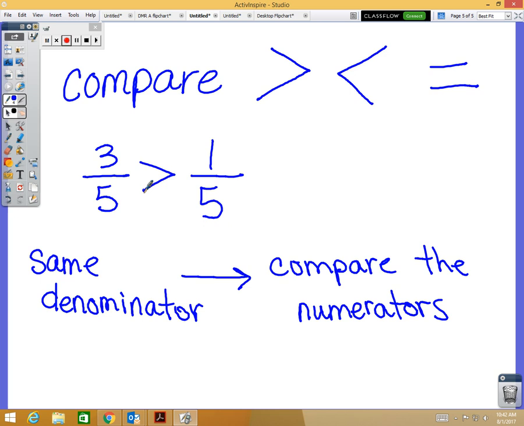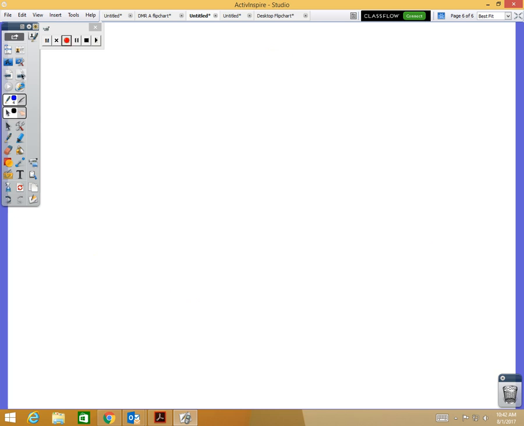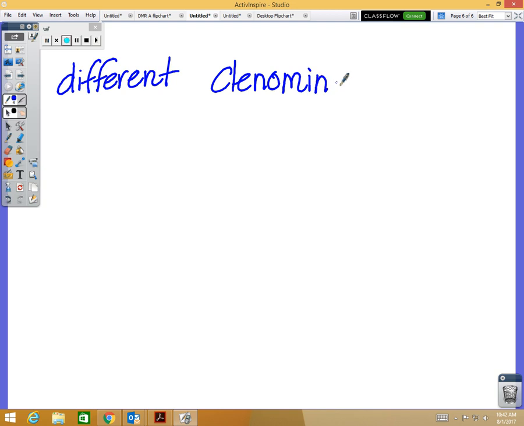But what are we going to do? This will be our last part. What are we going to do when we have different denominators? And we are not allowed to use calculators, remember? So we had a problem like 6 over 13 compared to 5 over 11. Ooh, what are we going to do for that? All right, tell me.